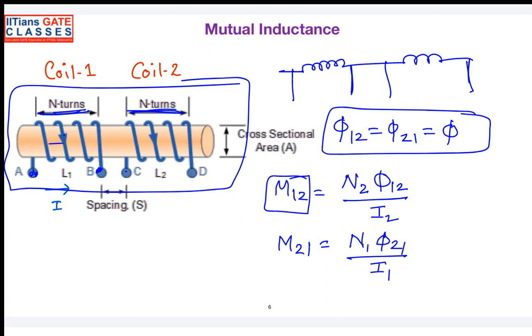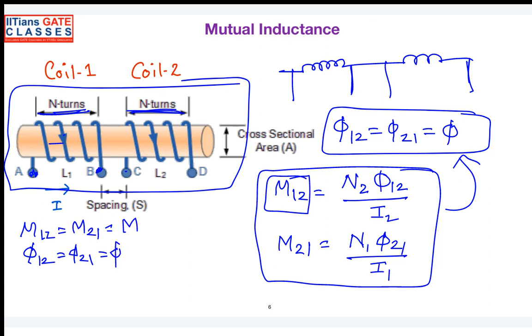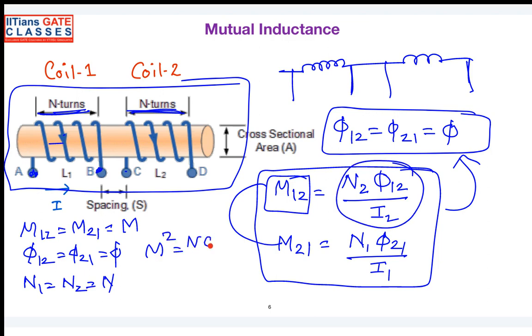If we rearrange these two equations subjected to the same flux, what will happen? M12 is equal to M21 is equal to M. Phi12 is equal to phi21 is equal to phi. N1 is equal to N2 is equal to N. So in that case, if you multiply these two, this is nothing but M square. And this is nothing but N phi by I, and this is also N phi by I.